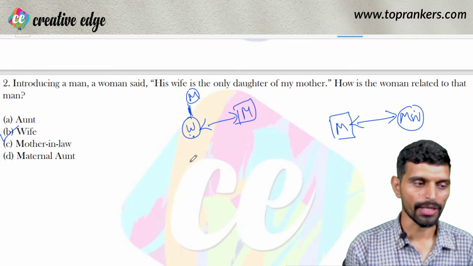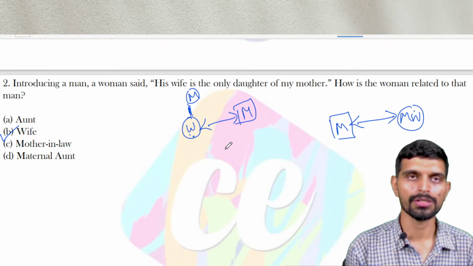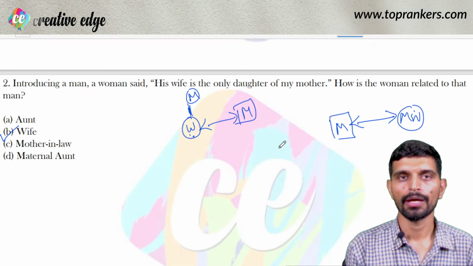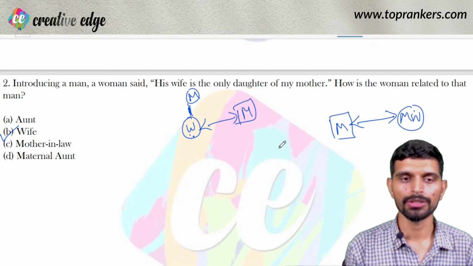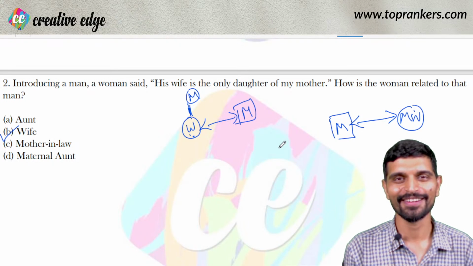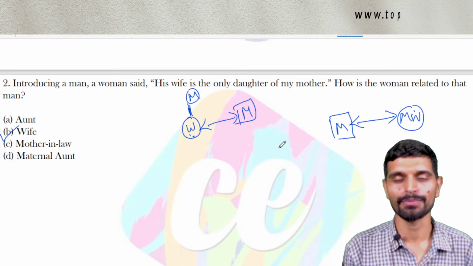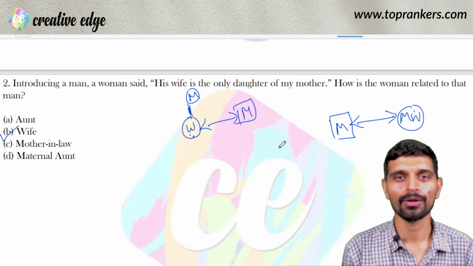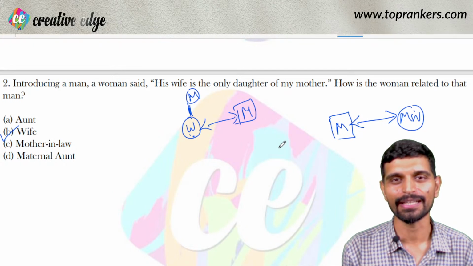In such questions you should always draw structures individually and then with common information try to connect them. With that common information you can easily combine them and reach the answer. And trust me guys, if you follow these steps you are going to mark these blood relation questions correct in your exam.